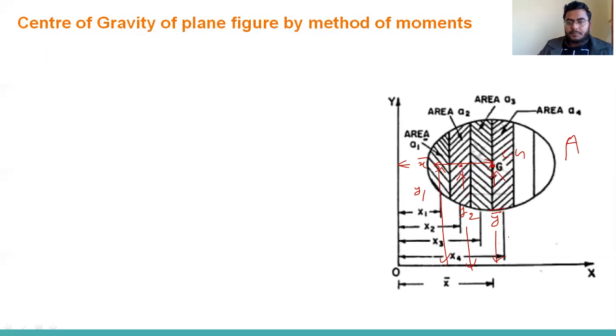Now, what is the area here? What are A1, A2, A3, A4, A5, and so on? These A1, A2, A3, A4 are the areas of each segment. What are X1, X2, X3, X4 here? These X1, X2, X3, X4 are the distances from the y-axis to the centroids. Similarly, Y1, Y2, Y3, Y4 are the distances from the centroids to the x-axis.